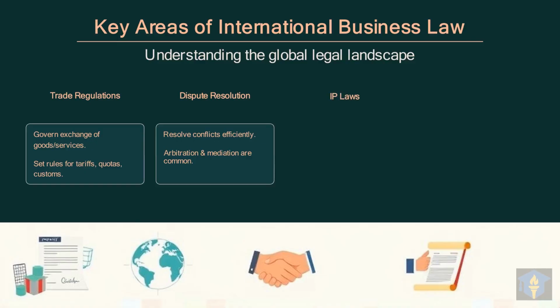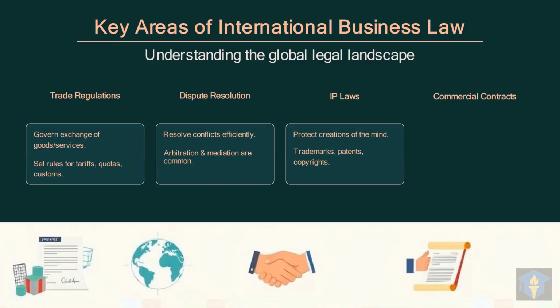Then we have IP laws, which protect intellectual property rights across different jurisdictions. These laws protect creations of the mind, including inventions, artistic works, and brand identities. This covers trademarks, patents, and copyrights that safeguard your intellectual assets globally.